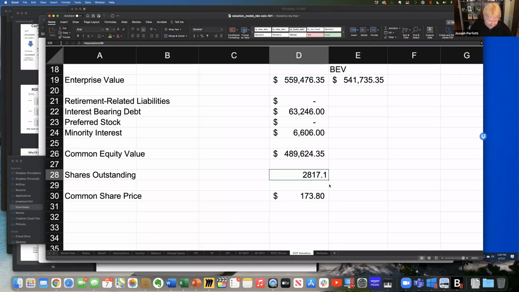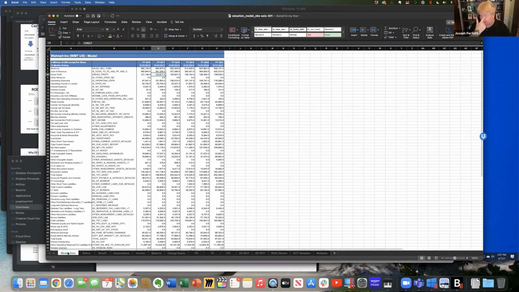Right now, this is essentially Walmart's data in a file that's called Nike. So we need to start to put Nike's data in. It starts with the model data tab, which has 6 years of historical Walmart data. To do the Nike valuation, we need to overwrite it with 6 years of Nike data.